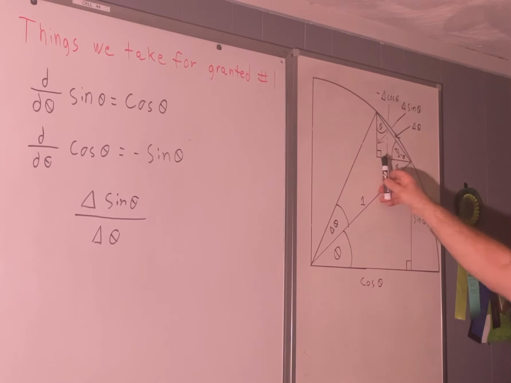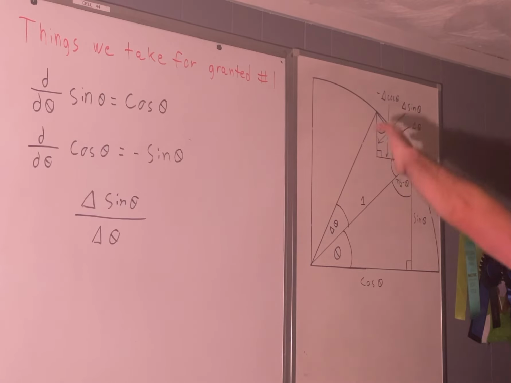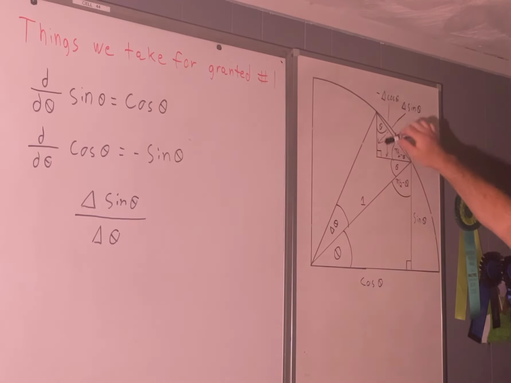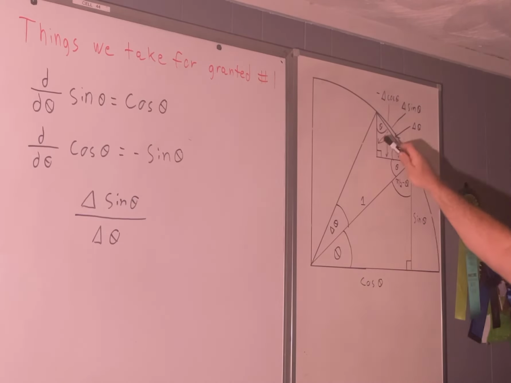What's this? We'll start with this. What is this? We have an arrow right here. This represents a change in sine theta because with respect to this right triangle right here, this is our angle theta. This line right here represents a change in our sine theta. Do you see that? So this is delta sine theta.